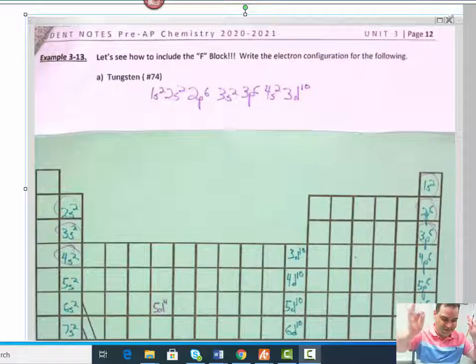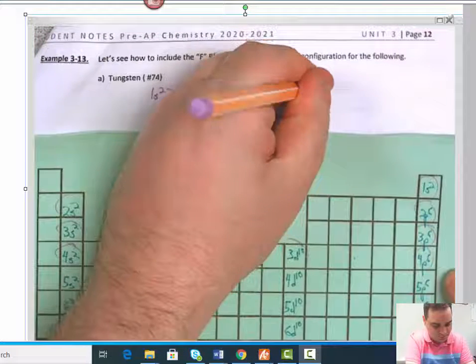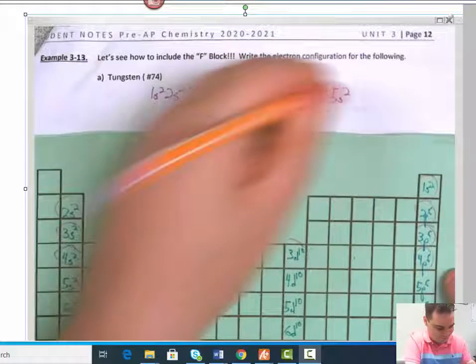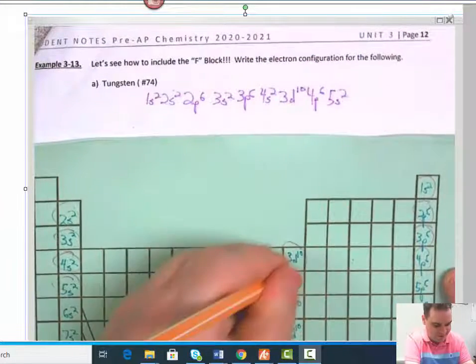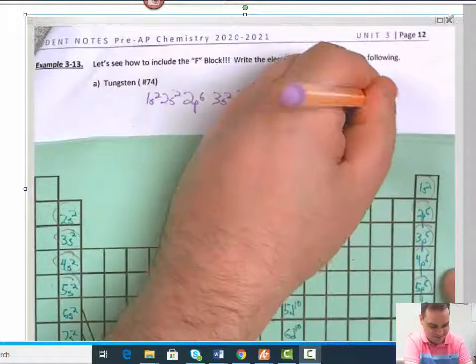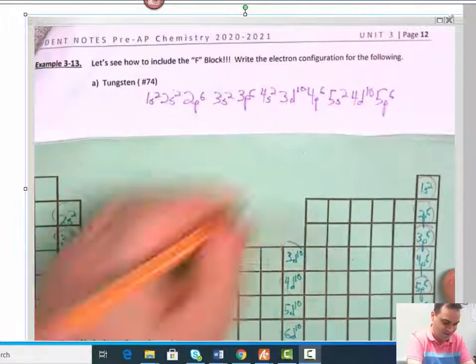3d10, dun dun dun. Okay, then 4p6, 5s2, 4d10, 5p6. Oh, we're not there yet. 6s2. Now, here's the trick, though.